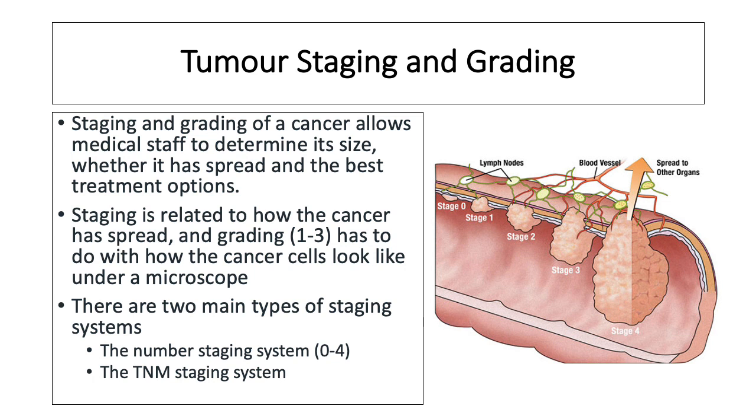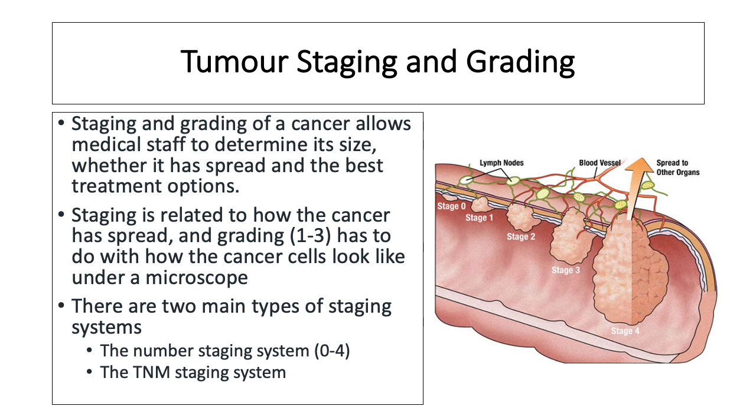So staging is actually related to how the cancer has spread, and grading has to do with how the cancer cells look under a microscope. So that's the difference. If we say staging, we talk about how the cancer cell has spread. Stage 4 is bad. If we say grading, and ordinarily grading is grade 1 to 3, we're talking about how the cancer cell looks under a microscope, how differentiated it is. Does it look like a normal cell? Does it look abnormal? And other things like that.